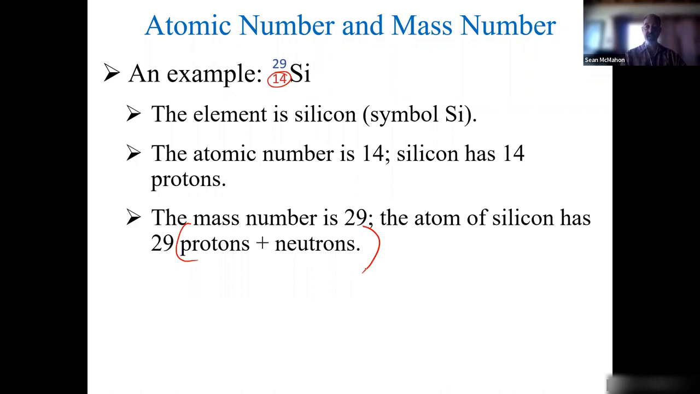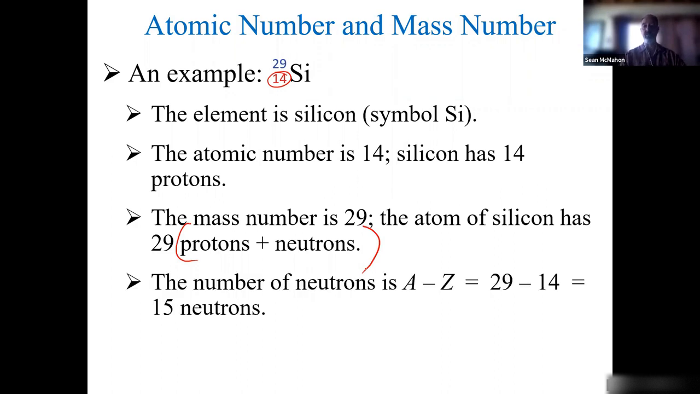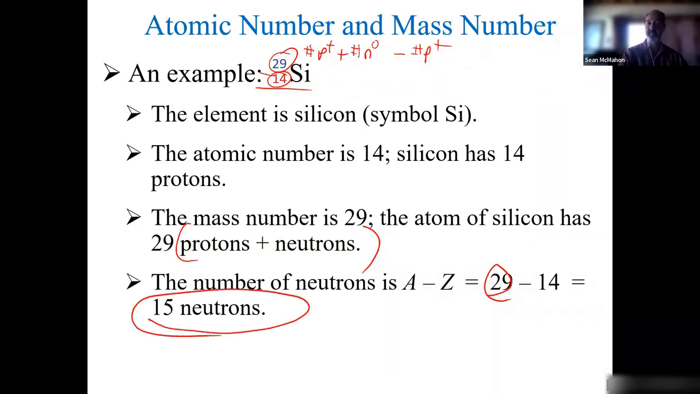So can I figure out the number of neutrons? Yeah. I take 29, because the mass number is the number of protons plus the number of neutrons. And from that mass number, I subtract the atomic number, which is the number of protons. Right? So I take 29 minus 14, and I get 15 neutrons. Okay.